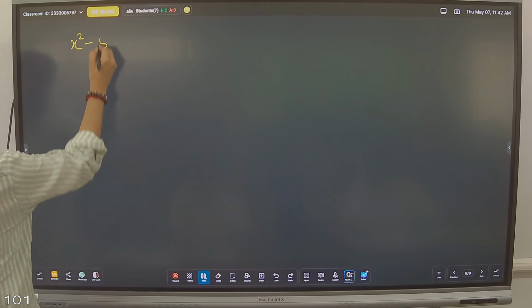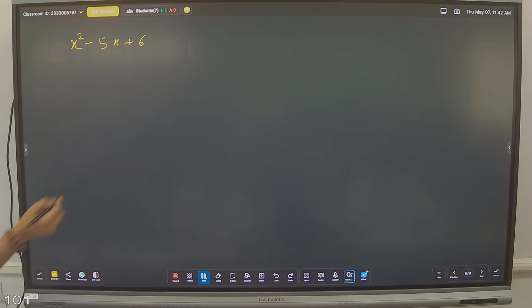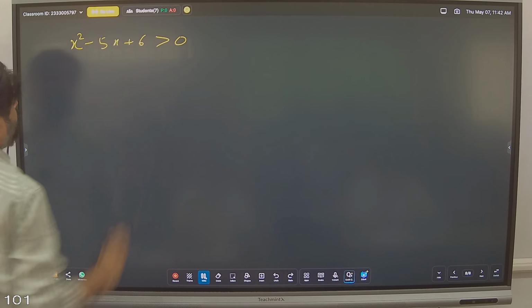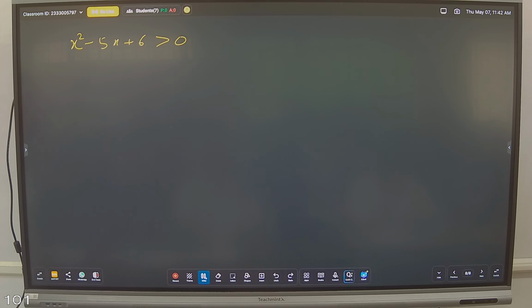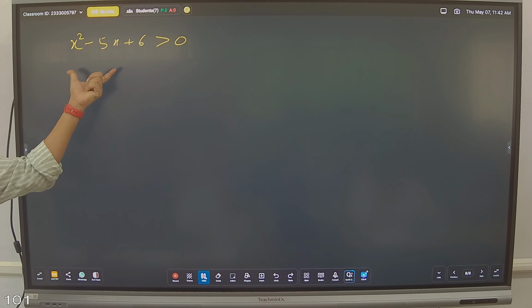So x square minus 5x plus 6 was greater than 0 or less than 0? Greater than 0. Correct? So we have to find all those values of x which can satisfy this inequality. Am I right? That is the main point here.